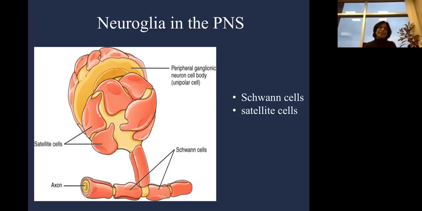Now, the last cell in the list, those are satellite cells. Satellite cells basically cover the cell body of a sensory neuron in the ganglia. So that is where you typically find them. What they do here is supposed to be very similar to the function of astrocytes, basically maintaining the extracellular fluid chemical composition, and the physical support is what I presume. Okay, so that is the end of our discussion of neuroglia and their functions.